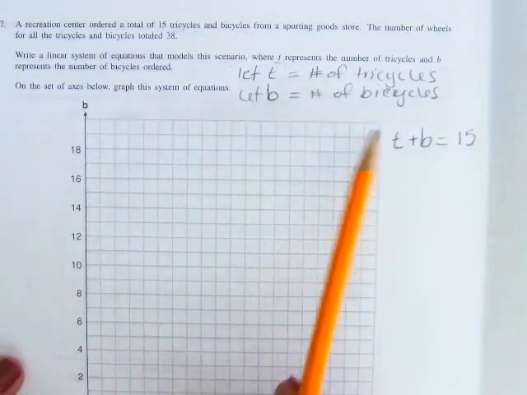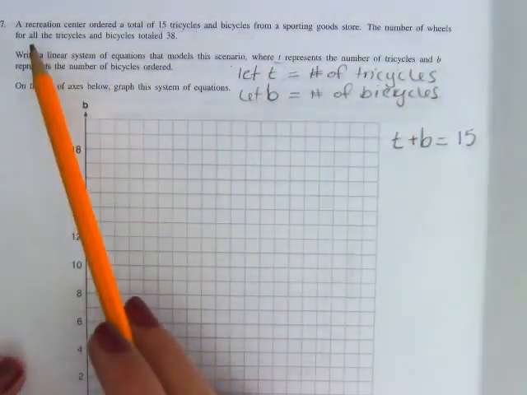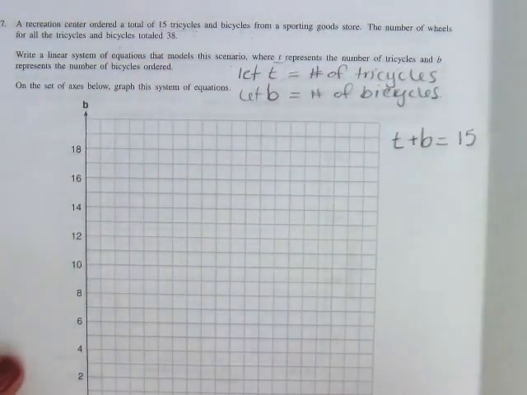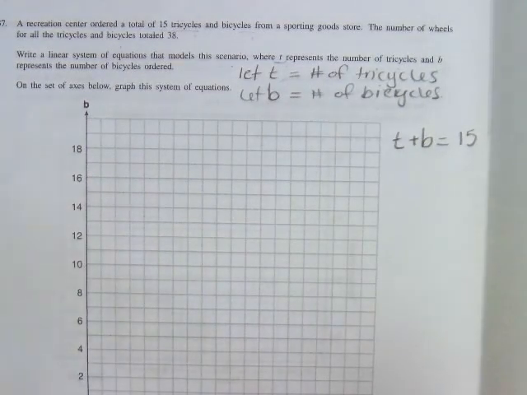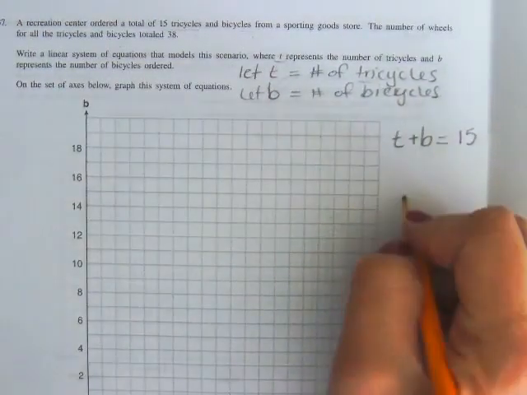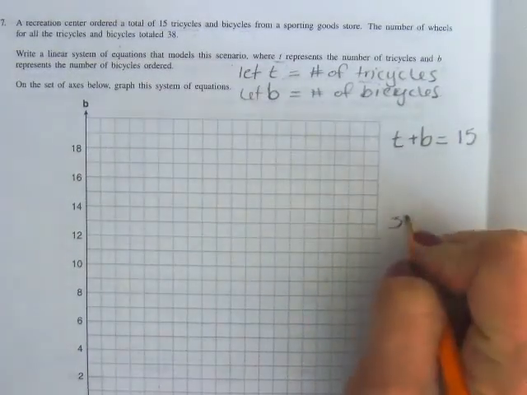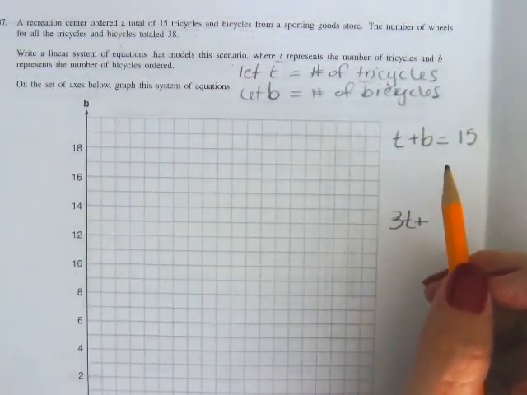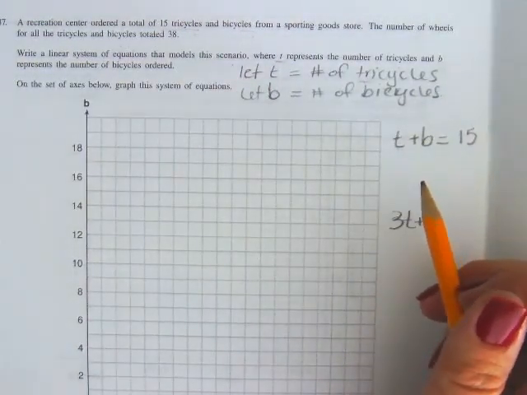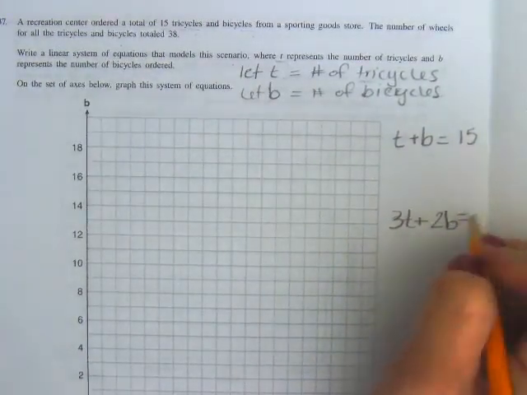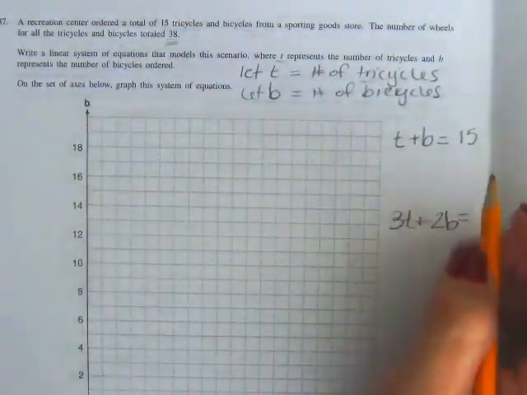The other piece of information that I have is that the number of wheels for all the tricycles and bicycles totaled 38. Now this takes a little bit of thinking. I have to think about how many wheels are on a tricycle and how many wheels are on a bicycle. Tri means 3, so a tricycle, T, has 3 wheels on each, so we're going to get 3T. Plus, you should be able to figure out what the next one would be. I'll give you a second. Okay, that's right. 2B, 2 wheels on each bicycle, equals a total of 38 wheels.